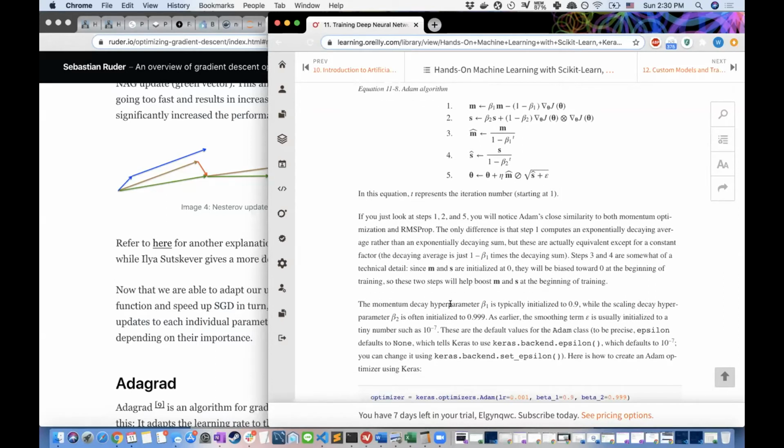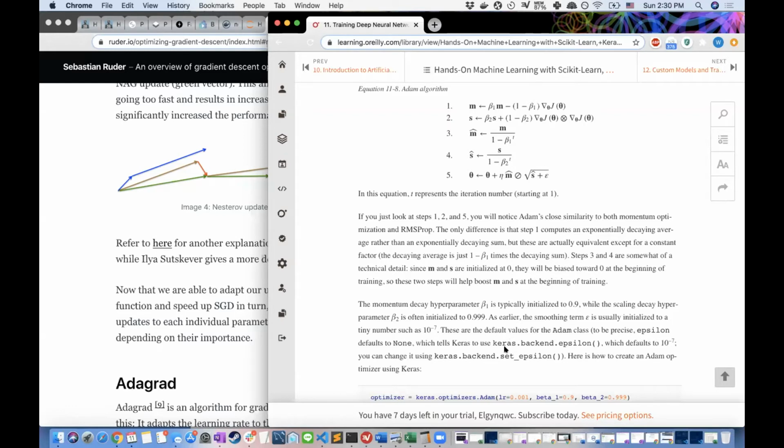The momentum decay hyperparameter beta 1 is typically initialized to 0.9, while the scaling decay hyperparameter beta 2 is often initialized to 0.999. As earlier, the smoothing term epsilon is usually initialized to a tiny number such as 10 to the power of -7. These are the default values for the Adam class.